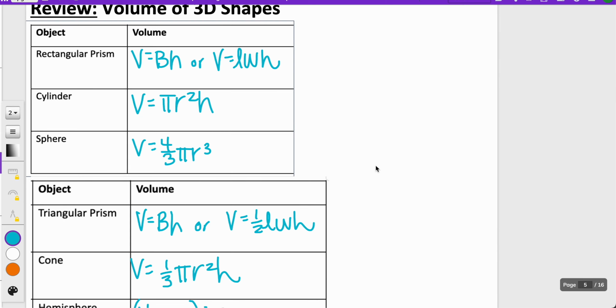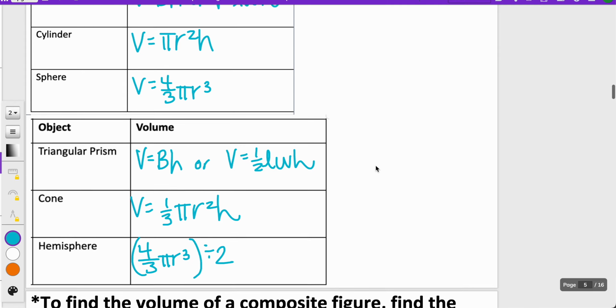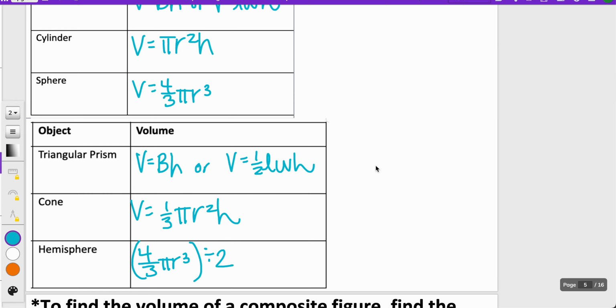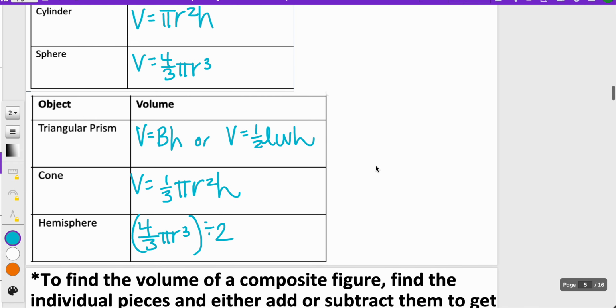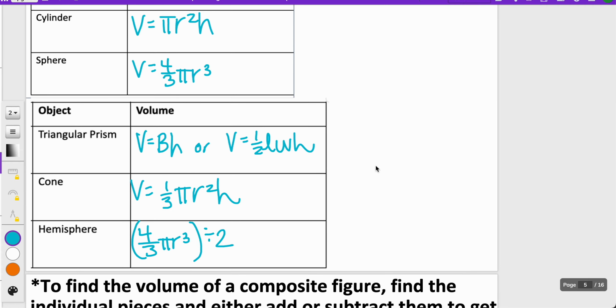We have our rectangular prism, which is area of the base times height, or just length times width times height. Cylinders are pi r squared times h. Spheres are 4/3 pi r cubed. Triangular prisms are area of the base times height, or 1/2 times the length, width, and height. Your cone is 1/3 pi r squared times h. And then your hemisphere, which is half of a sphere, you still do your 4/3 pi r cubed, but then divide that answer by 2.